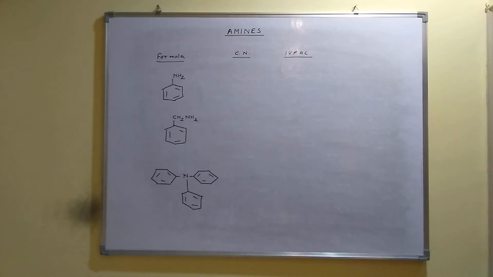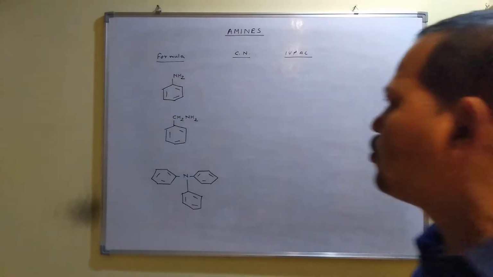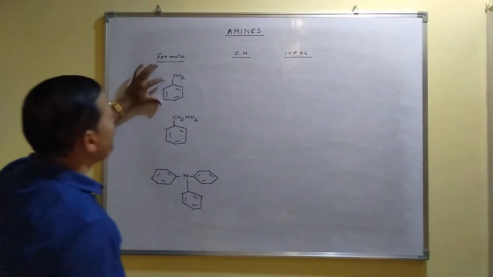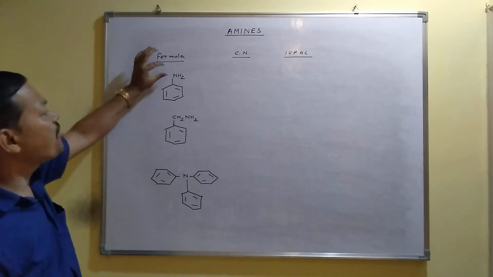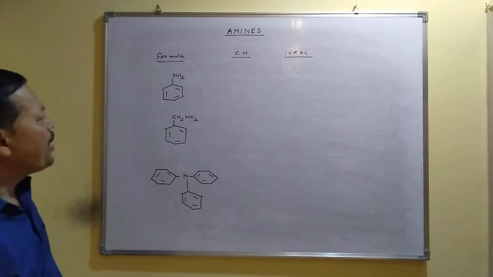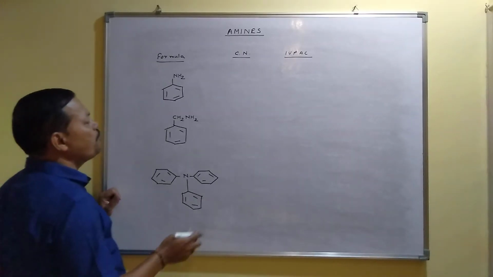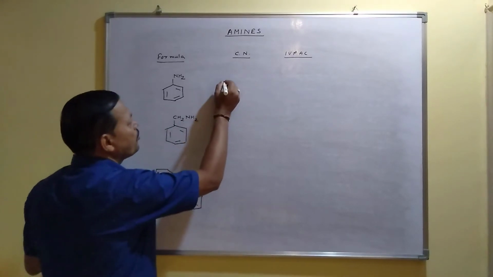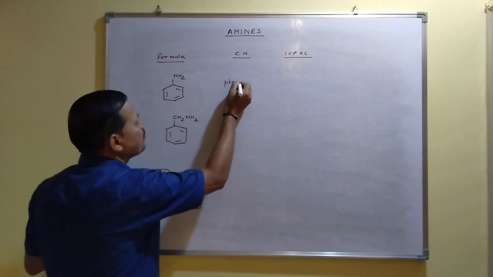Okay, these are three amine formulas I have given. You have to write the common name and IUPAC name for these three compounds. Actually, this is one example of an aromatic amine. A benzene ring contains an NH2 group. When a benzene ring contains an NH2 group, it is called phenylamine.